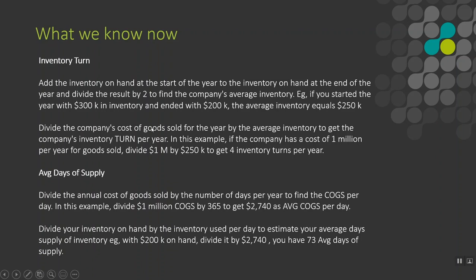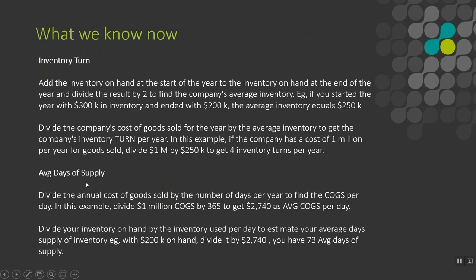We then divide the company's cost of goods sold for the year by the average inventory to get the company's inventory turn per year. So to translate as an example, if the company has $1 million in cost of goods sold, we divide that by 250,000, which we've computed above as the average inventory, and we'll get 4 inventory turns per year.